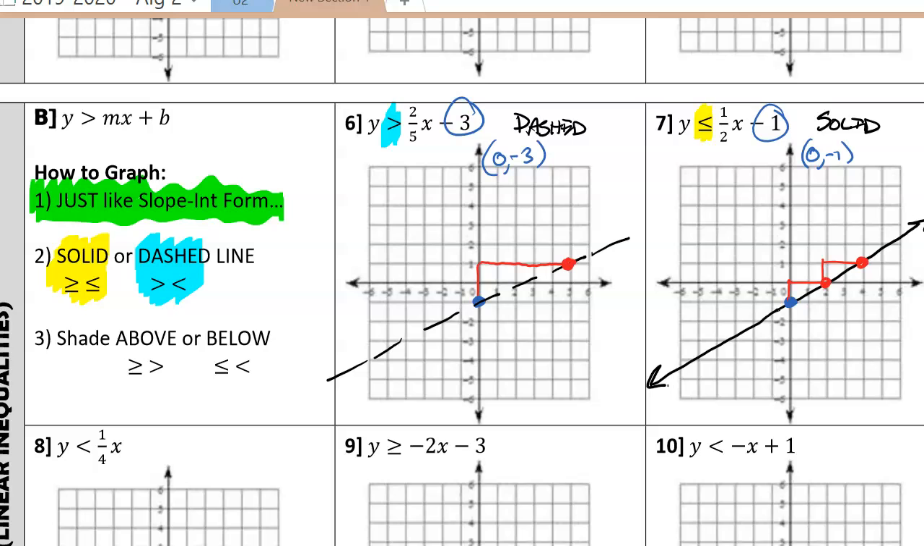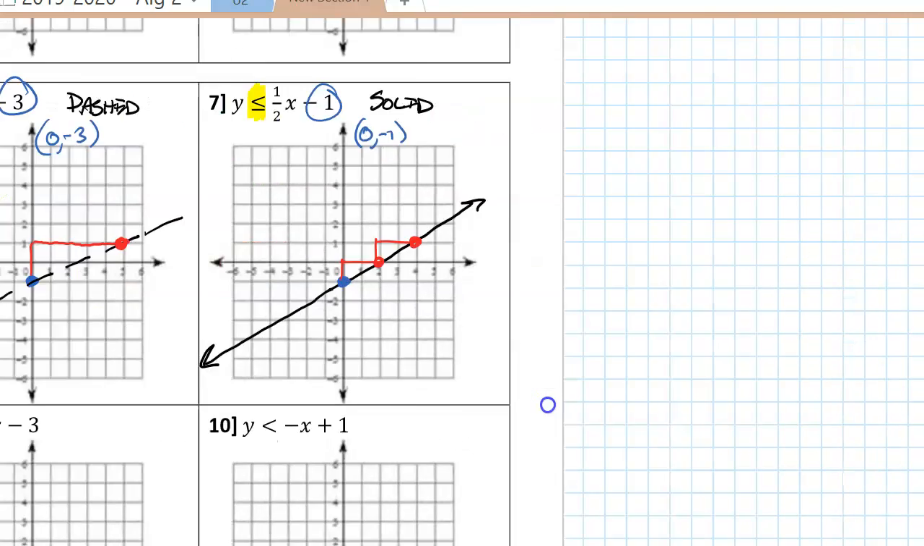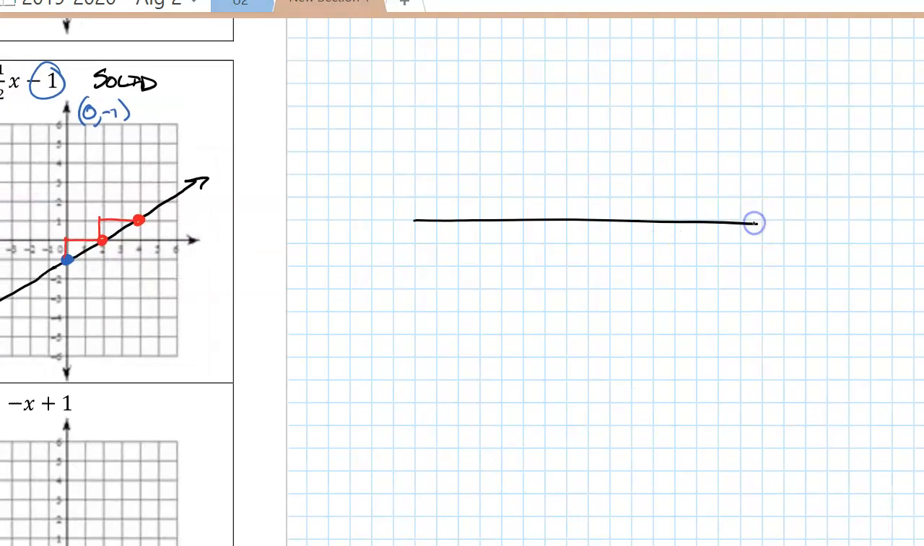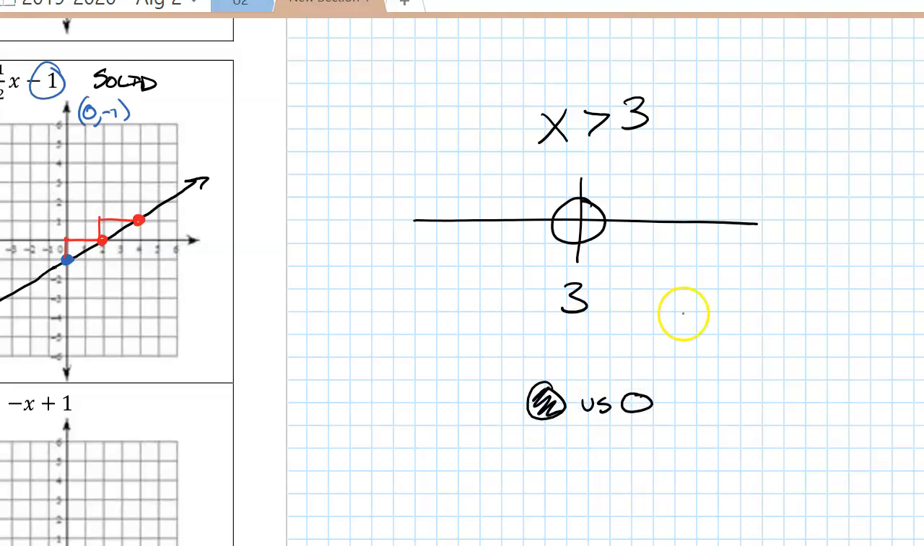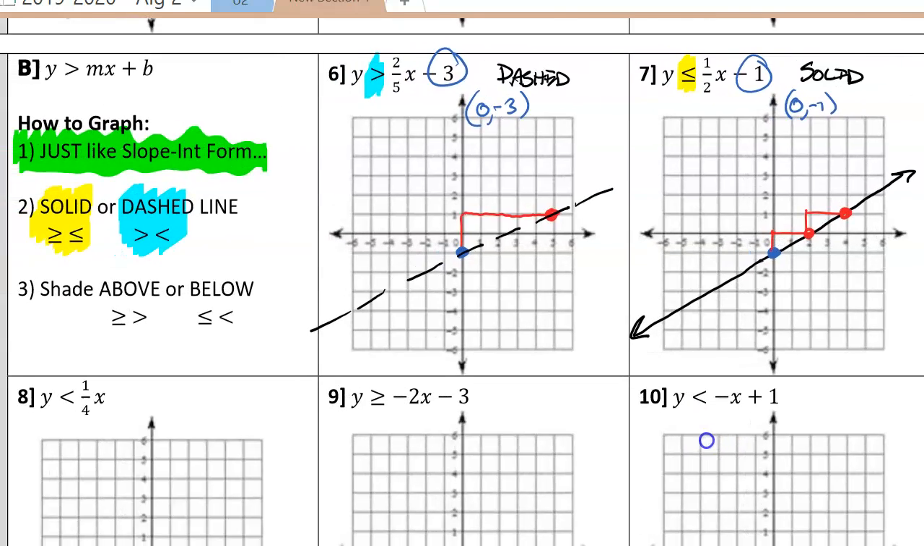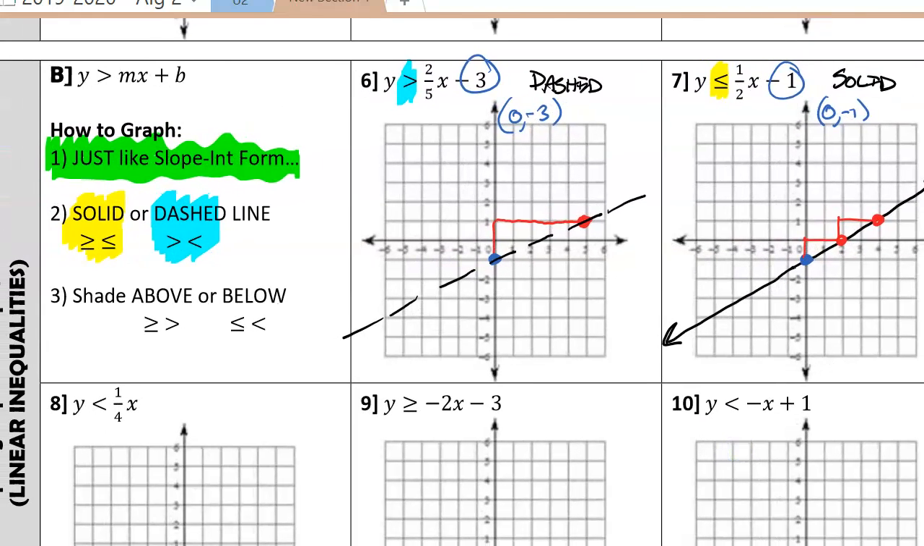Now, the other part of doing inequalities is just like when we did inequalities back in Algebra 1. If I said x is greater than 3, we had solid versus open dots, right? Solid versus open dots. But we also did some type of shading, either towards positive infinity or towards negative infinity. Well, it's the same idea here. We're either going to be shading above or below the graph.